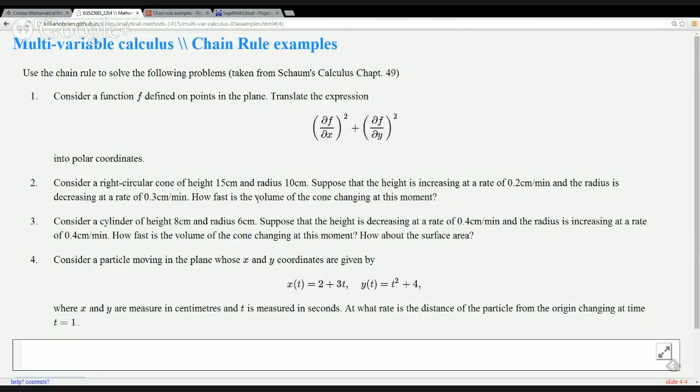So at time t equals 0, the volume is changing with a rate, well, it's going to be dV/dt evaluated at t equals 0. So we want to take this expression here and evaluate it at t equals 0. So what do we get?